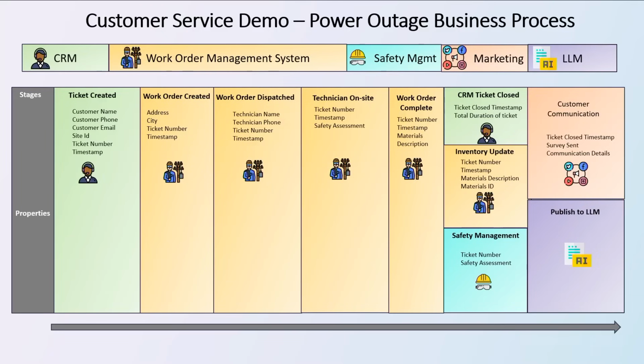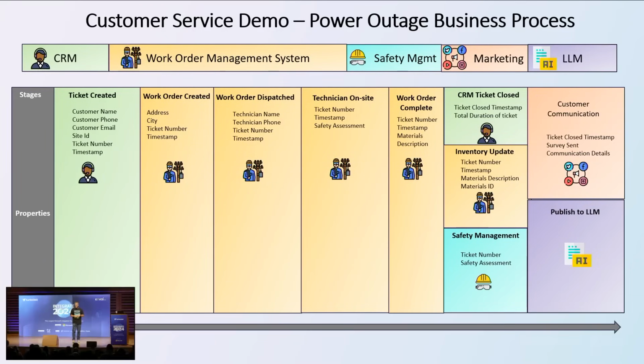So you may have seen this demo before, and we've enhanced it. You'll see a little bit more why we did this tomorrow when we talk about AI and how we publish data to the LLM. But the other piece that we've added here is safety management as another stage as part of the business process. And we'll see that when we talk about hybrid here in a few minutes.